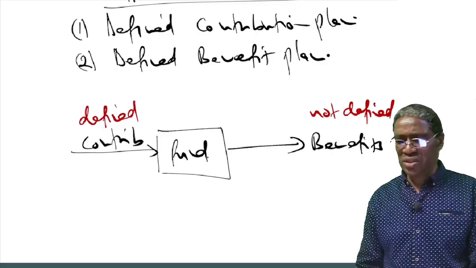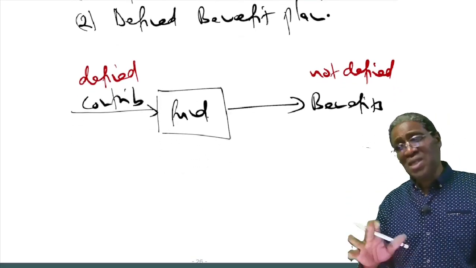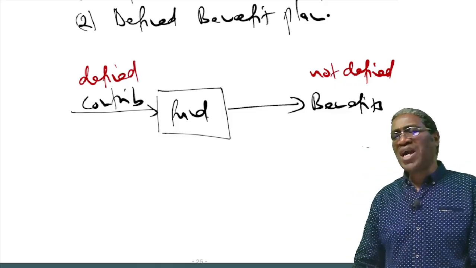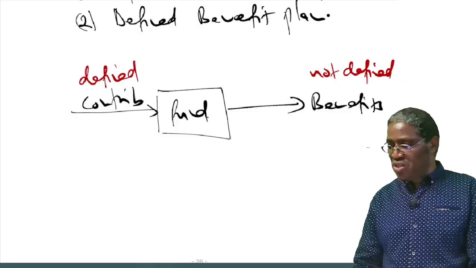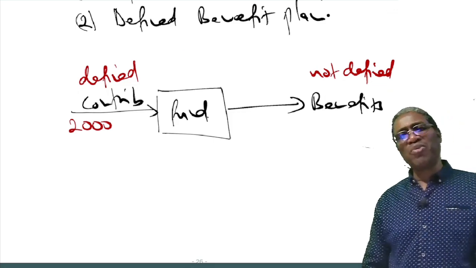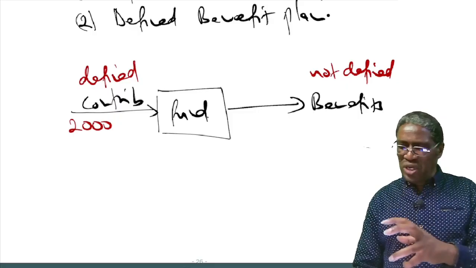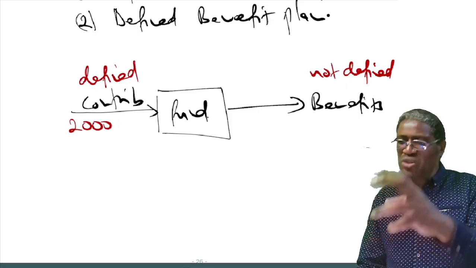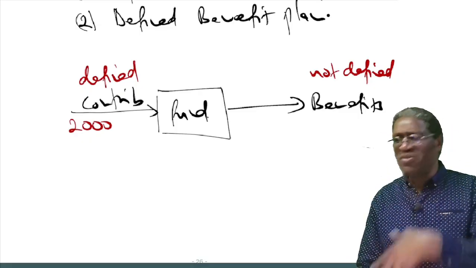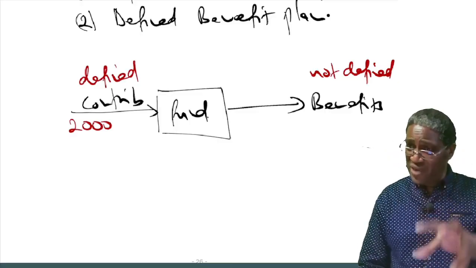Now let us assume that you as an employer agreed with your funding agent that you are going to make a contribution of 2,000 for each of your employees every month or every year, whatever it is. So you as an employer, you know your contribution is known in advance. It will be 2,000 every month for every employee, whatever it is. So your contribution is defined.